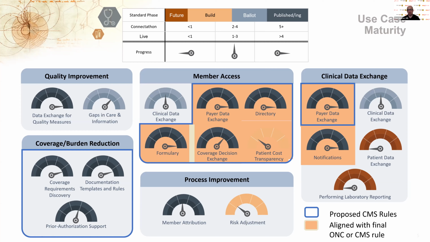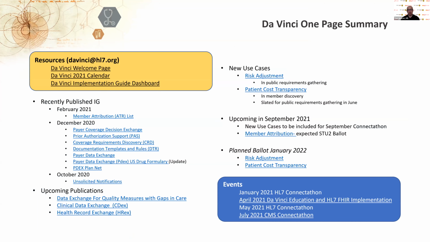These dark dials let you know that the guides have been balloted and published, and that the dials are really where they're being picked up by organizations and then put into production. So this is the one-page summary I offered from yesterday, a list of guides, where they are in their publication cycle, a couple that are soon to be published, in particular this update to the data exchange for quality measures with gaps in care. Our clinical data exchange is in ballot reconciliation now, along with the health record exchange.